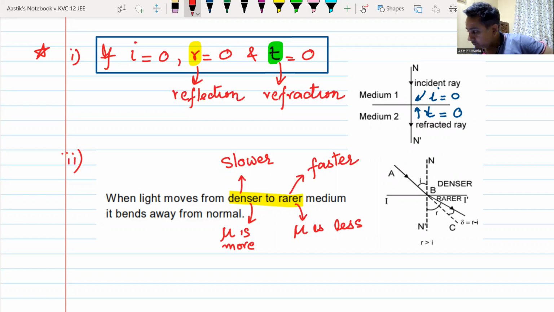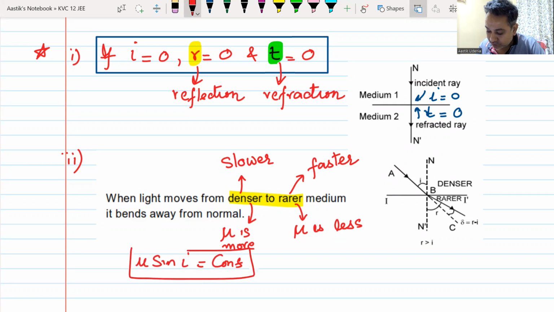We understand this, yes or no? Yes, sir. Now remember, mu into sine i is constant. That was our Snell's law. Mu into sine i is constant. That will mean one thing.